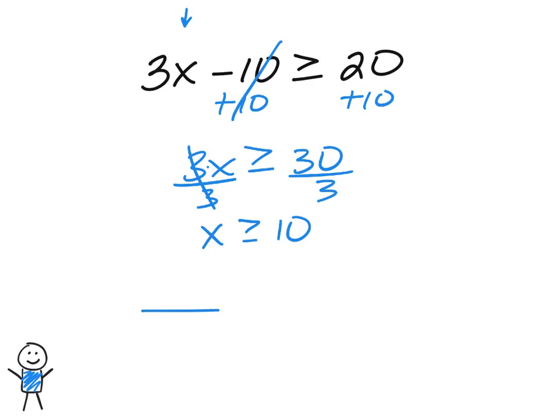And don't forget, sometimes you'll be asked to graph this. 10 is our point of interest. Greater than or equal to will be a solid circle, and all the values that are greater than or equal to 10 are to the right on the number line.